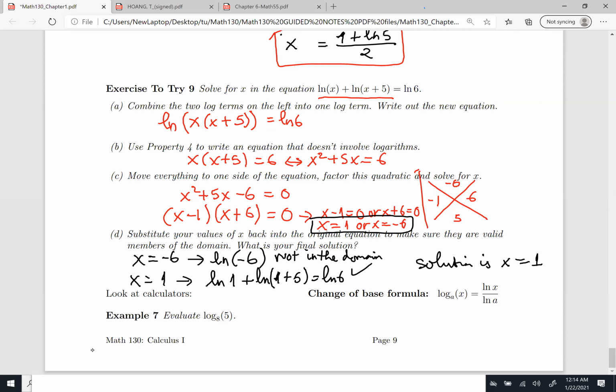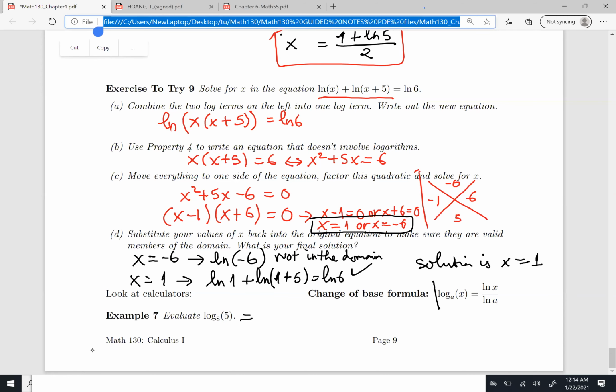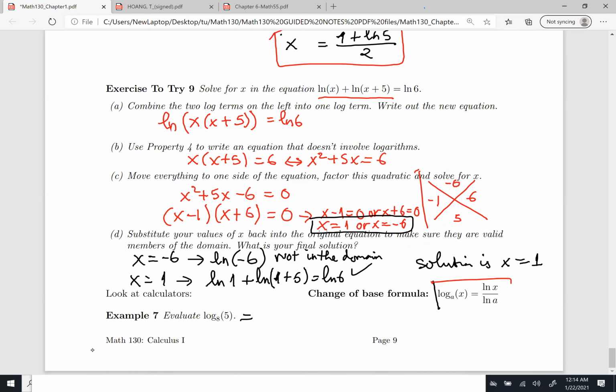Okay, so the last example over here says evaluate log base 8 of 5. Let's finish this quickly. They say this is using the change of base formula. This one is also important for you guys because sometimes if you want to calculate this on the calculator, you cannot do that, because on the calculator you don't have base 8. So what you need to do is use the change of base formula, which is log base a of x equal to ln x over ln a.